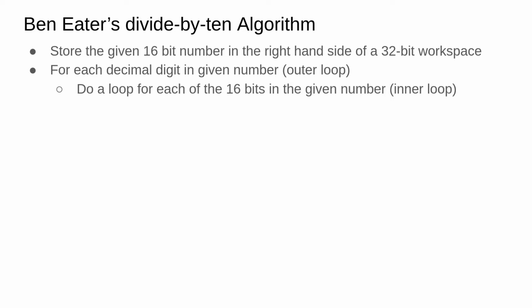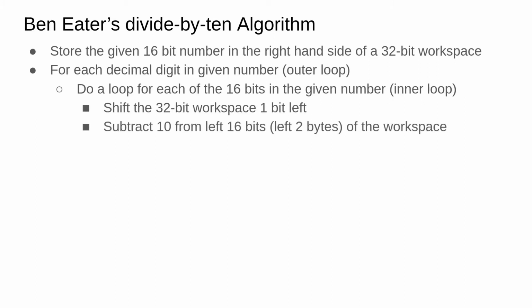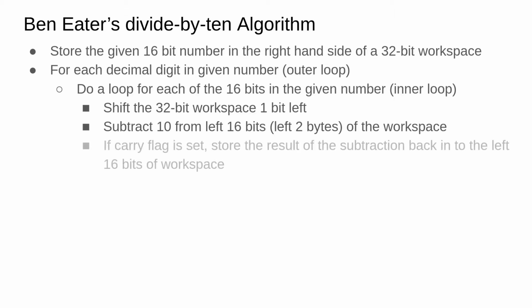In each iteration of the inner loop, shift the 32-bit workspace 1 bit left, then subtract 10 from the left 2 bytes of the workspace. If the carry flag is set, store the result of the subtraction back into the left 16 bits of the workspace.